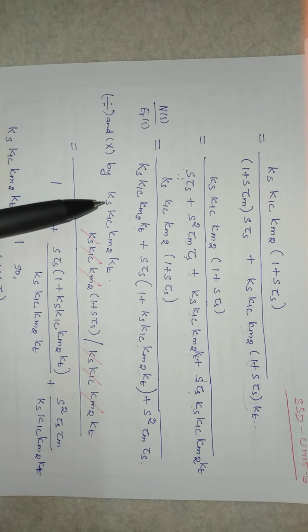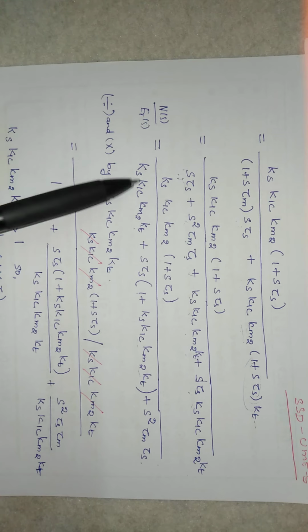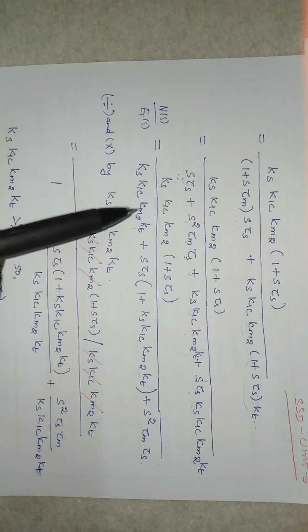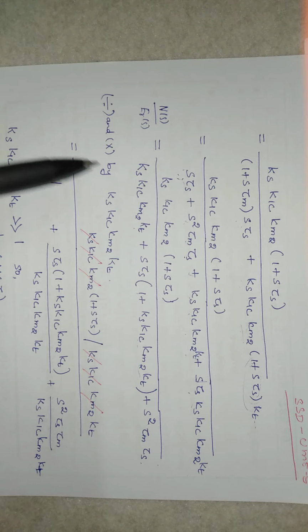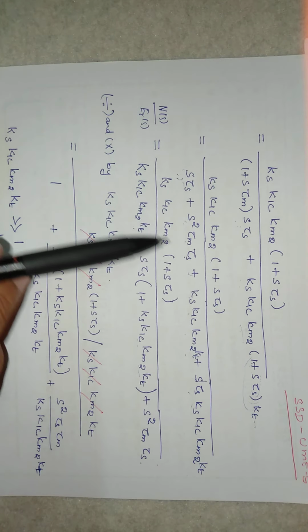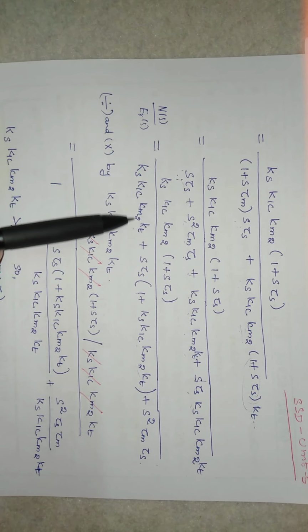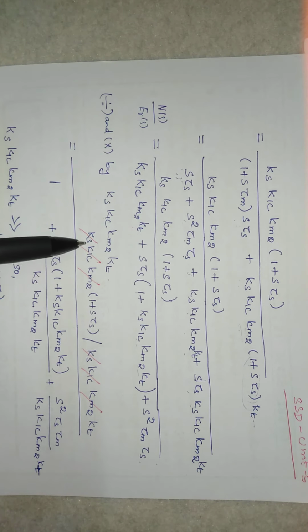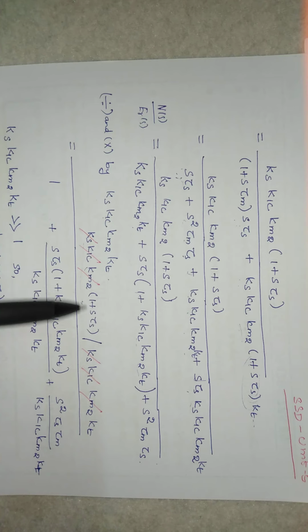Then here we are making further simplification. This first term, that is the constant term, should be 1, because for the next categorization, if it is 1, it is very simple to convert the transfer function into our required model. So we are making this term 1. So if the numerator and denominator are both divided by this term, that is Ks, Kic, Km2 and Kt, the numerator we are dividing by this term, and the denominator also we are dividing by this term.